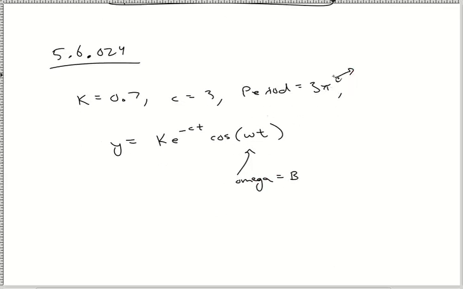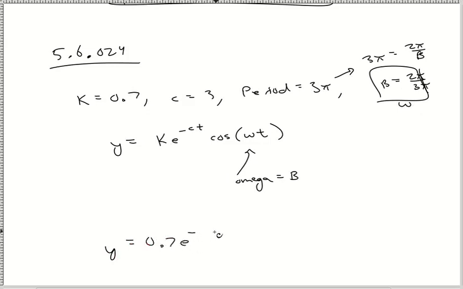And so, let's start with our period here. 3 pi is equal to 2 pi over b. I mean, you could put an omega there. I just don't think it's worth it. Switch things around, just like we've been doing for this thing. Pi's cancel, and you get 2/3 for b, or omega, I guess you can say. K, C, everything else is fine. So y equals 0.7 for the k, e to the negative 3t, and then times cosine of 2/3 t.